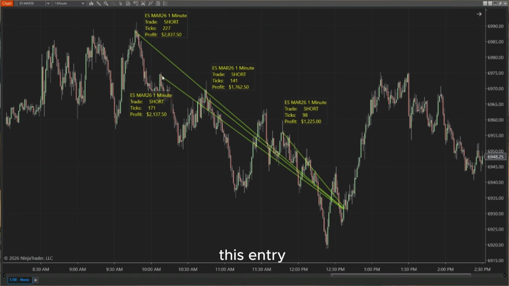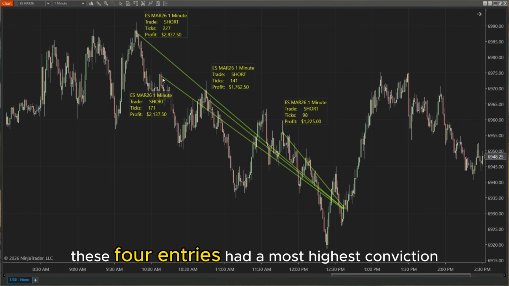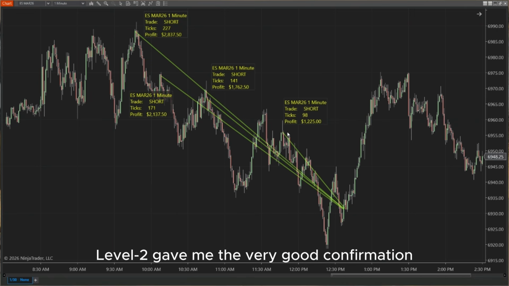If you are not going to look at level 2, this entry is in the middle of the range. Most of them will miss this entry, and again miss those entries. I'm going to show you why these 4 entries had the highest conviction by looking at the order flow. Level 2 gave me very good confirmation, and that's why I'm able to enter.